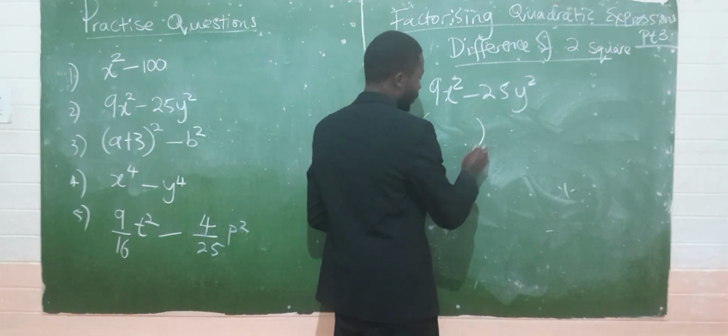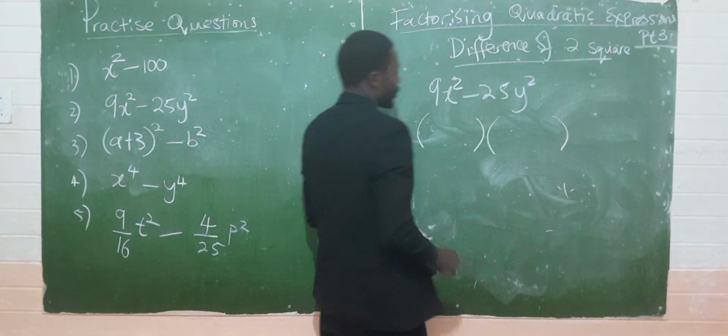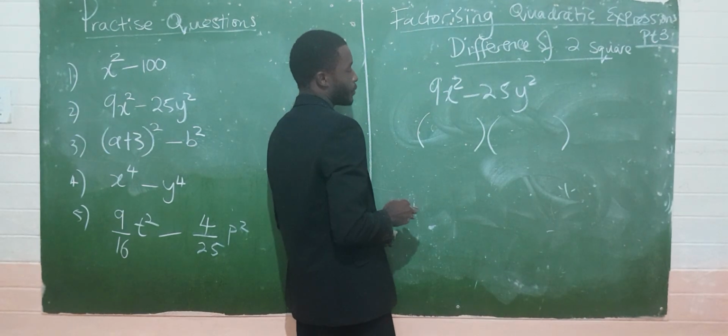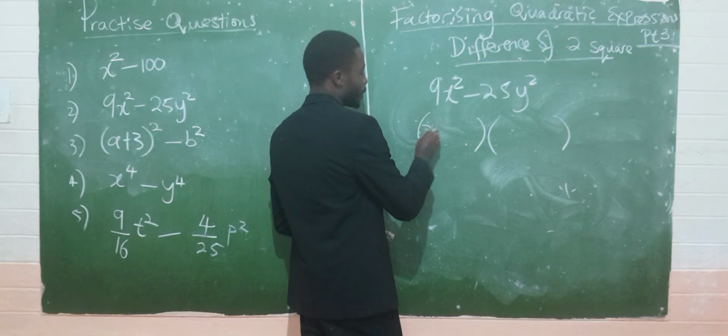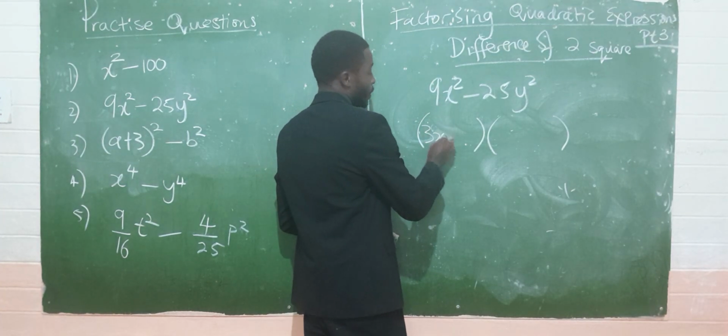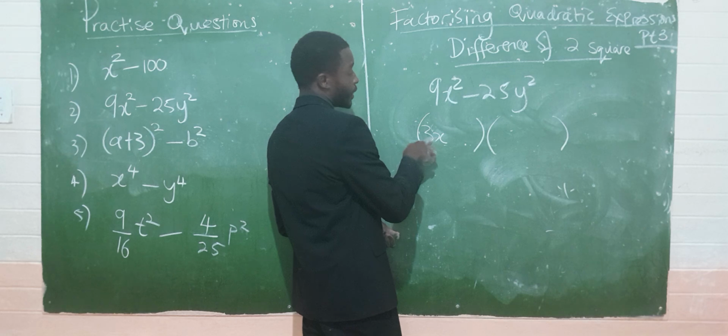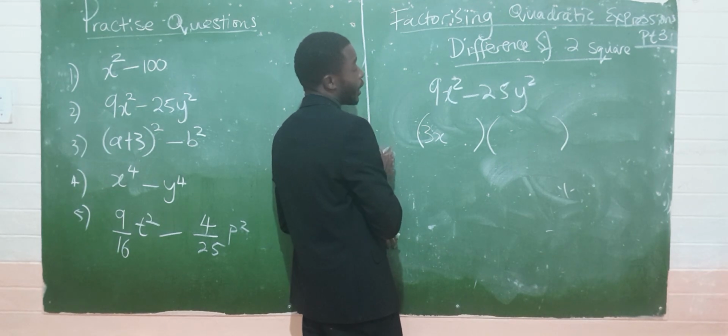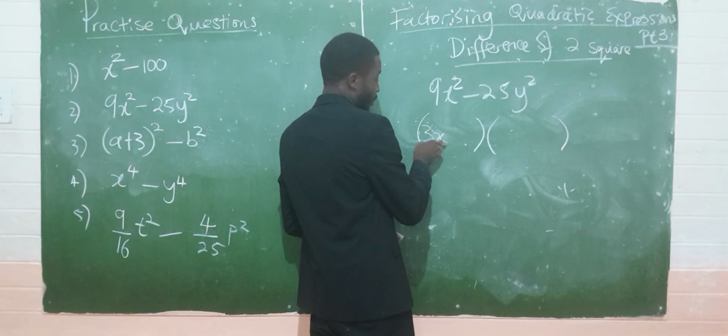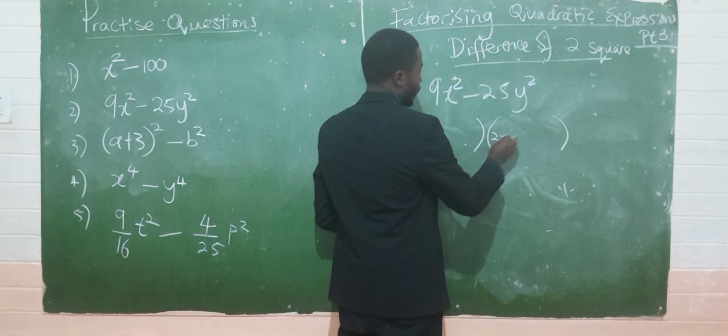We're going to open two brackets, and we're going to find the square root of this term. And of course, the square root of 9 is 3, and the square root of x squared is x. And 3x times 3x gives me 9x squared. So I'll write it here and I'll write it here.